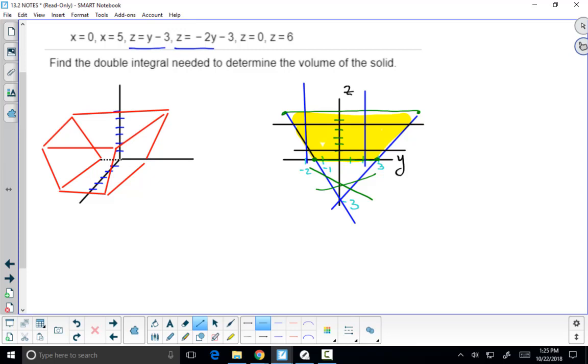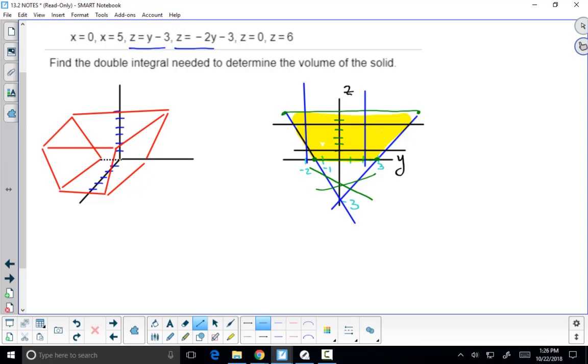So we now have two choices. We can integrate with either the x's on the inside or the y's on the inside. Let me show you a quick analog. So if we had the double integral of something, I'm just making stuff up here.